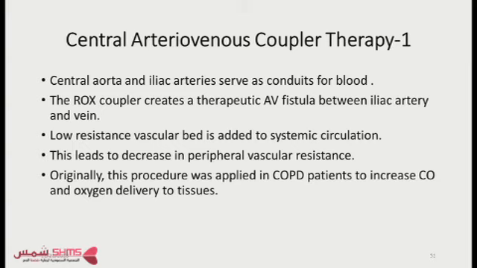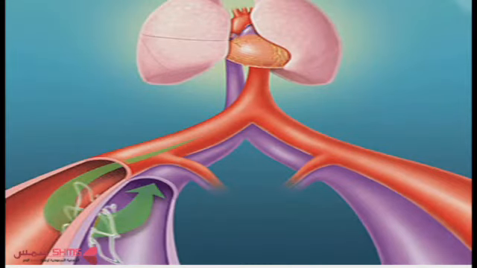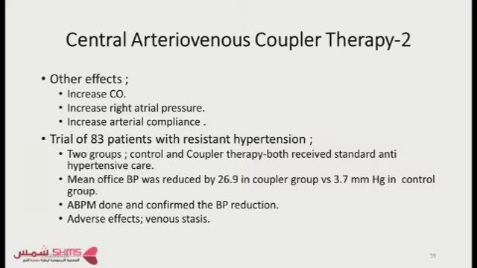Finally, we have the so-called central arteriovenous anastomosis. What they did is they connected, by a Rox coupler fistula, the iliac artery and iliac vein. In doing so, they relieve the high pressure circulatory part to the venous side. That means they decrease blood pressure. And this is a sketch of how they did it, and this is the way they lowered blood pressure. They have other effects: increased cardiac output, increased arterial pressure, increased compliance. The trial was small, but it did show a benefit.